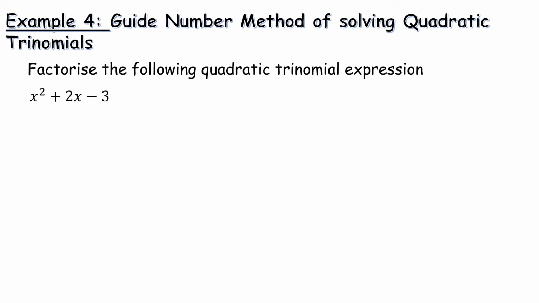So let's look at another one to see how we go. This time we just have to be a little bit careful because our guide number, remember, first and last, so it's the coefficient of our x squared, which is 1, and then our last is minus 3, so the guide number is minus 3. Because it's minus and we're looking for the factors, we're going to have different signs because I'm looking for 2 things that multiplied to give me minus 3. So just be careful with your signs.